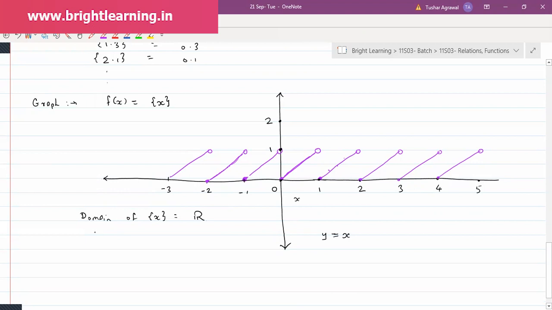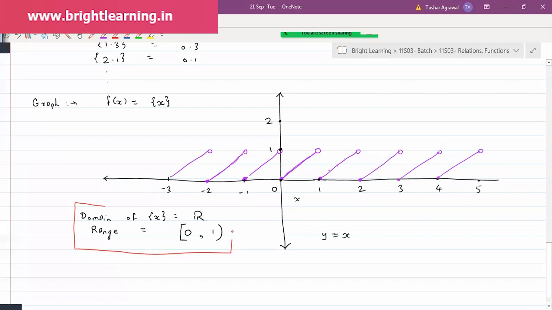Everywhere it is defined. But if I tell you the range of fractional part of x, the range is everything between 0 and 1. All the numbers between 0 and 1. So 0 will be included, but 1 is not allowed. Fractional part will never be 1. Do you agree with me? Yes, sir. Okay.